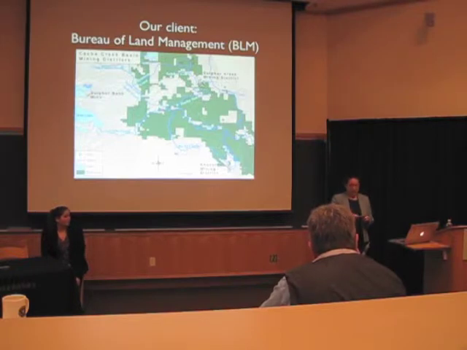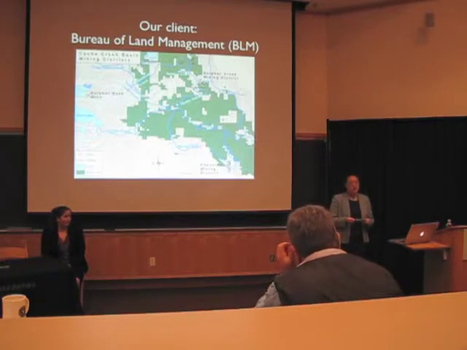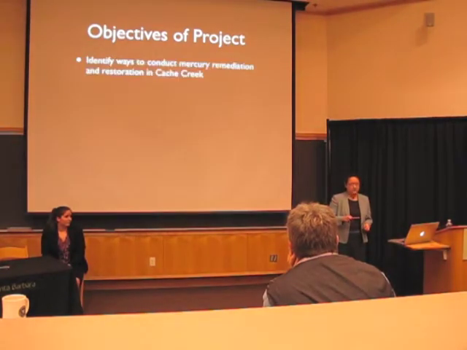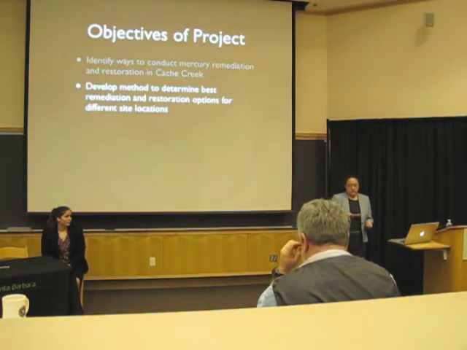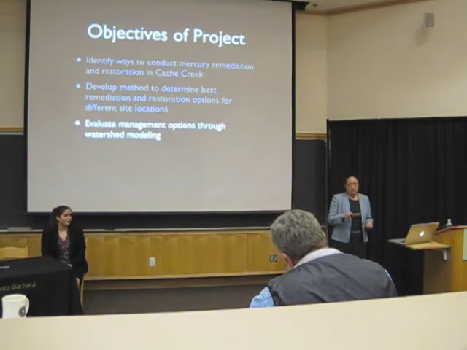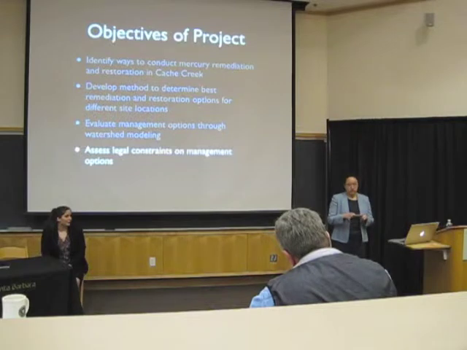Because of the enormity and complexity of mercury and its ecological effects within the basin and downstream, mercury remediation is an important and difficult problem to solve. We were asked by the BLM to help with mercury remediation and restoration for their land. We want to achieve this by identifying different remediation and restoration options to help restore the basin. We wanted to develop a method to determine the best options for different sites. We want to evaluate management options through watershed modeling, and we wanted to assess the legal constraints with these different options.